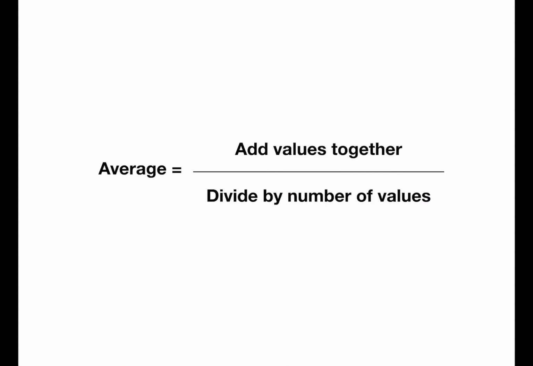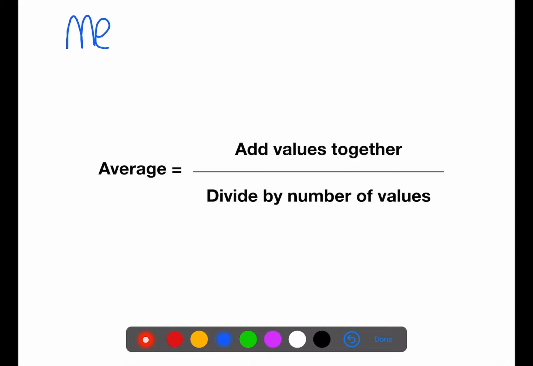Today we're going to be looking at a technique which is used at all levels of chemistry, and that is calculating an average. In chemistry, the average that we calculate is the mean, and we do this by adding together the values that you have and dividing by the number of values.